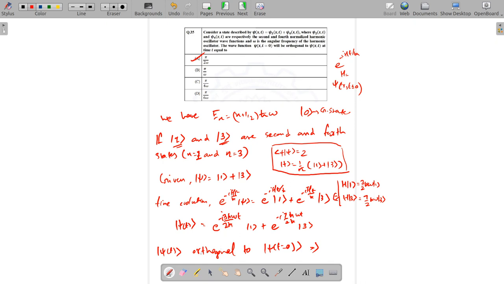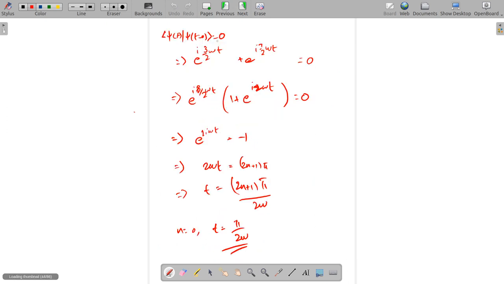And now what they have asked is that, so this is your time evolved state. At any time this will be your state of the system. Now at what time will psi of t be orthogonal to psi of 0? That's the question. So if two states, psi and phi, are orthogonal, you will have this condition that the inner product should be 0. So this is the orthogonality condition. So just apply that here.